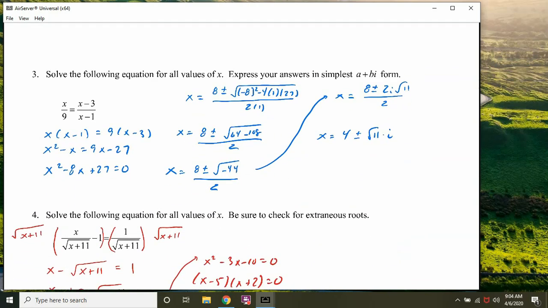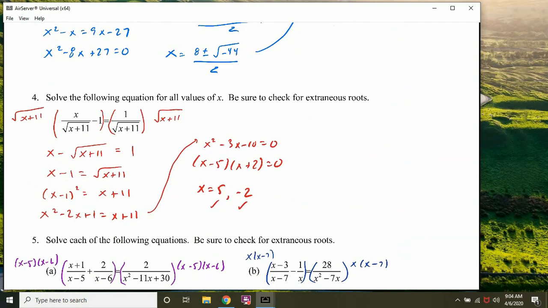Okay, number 3, you get some imaginary complex numbers back. Watch out for that stuff. Okay, number 4, a little tricky.